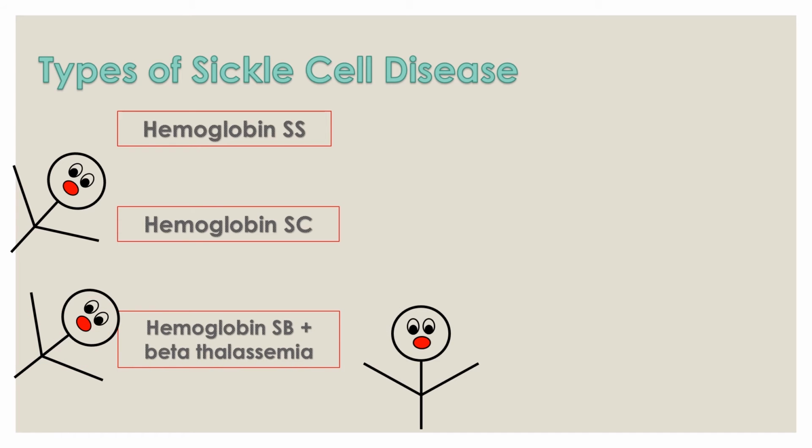The amount of normal beta-globin produced shows the severity of the disease. When no beta-globin is produced, chronic blood transfusions are needed.